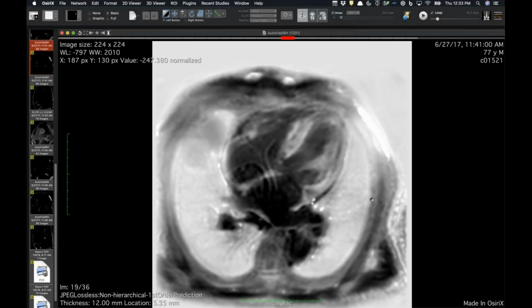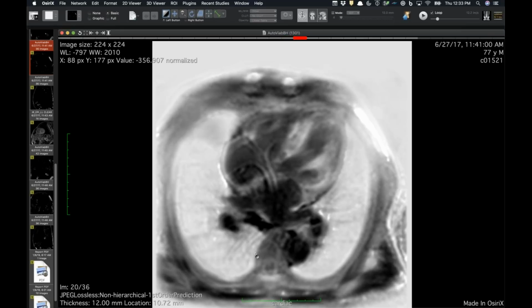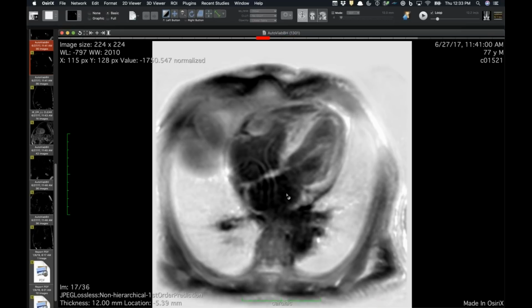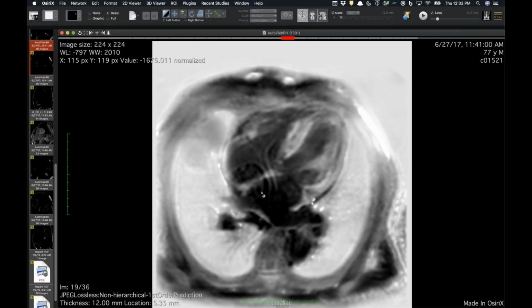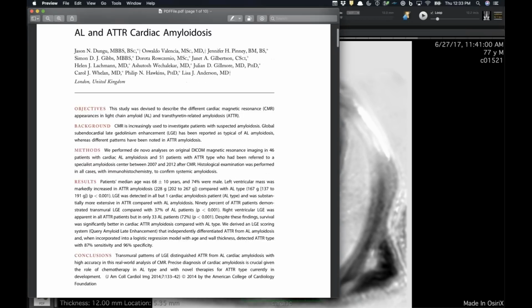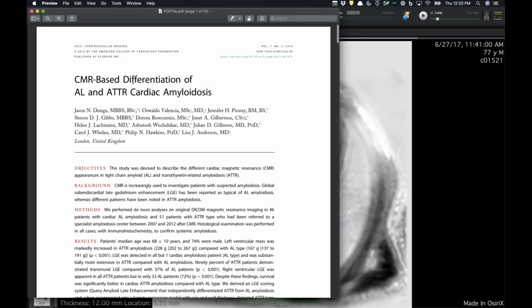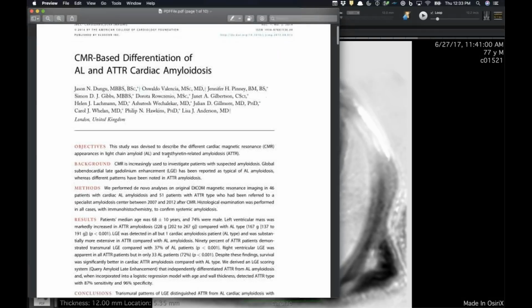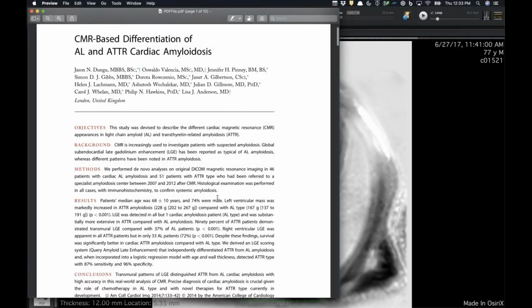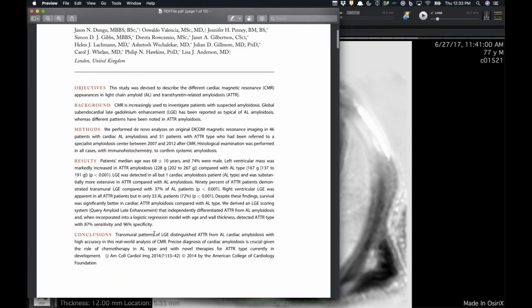I was reading that 2 to 3% of African American families will have ATTR mutations, and so it's suspected to be an underdiagnosed cause of heart failure, especially in older Black patients. But I included this paper from JCMR. This was one of the first ones a few years ago, just showing differences between AL and ATTR, and that usually you'll see more of a transmural pattern in these.